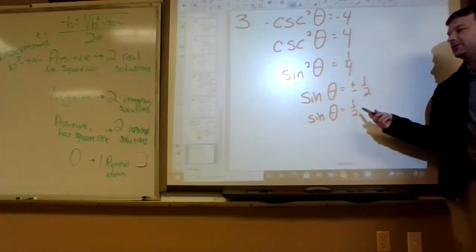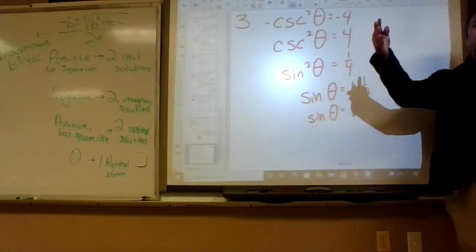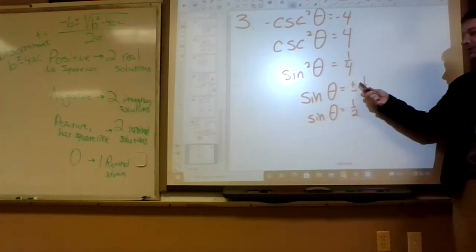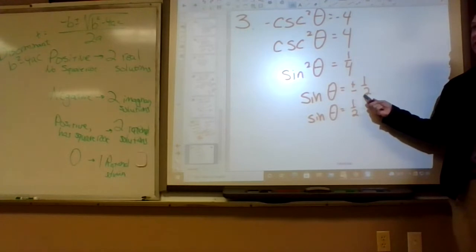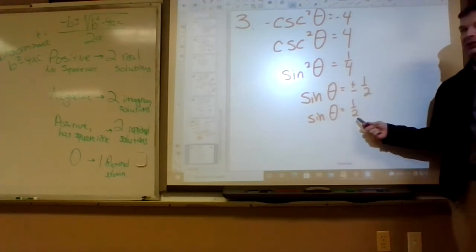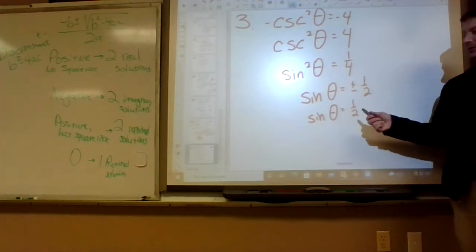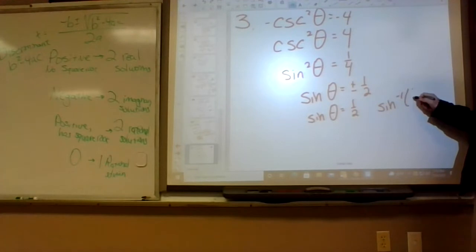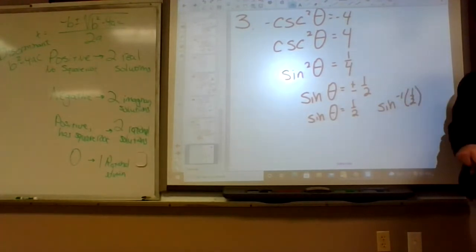Sine could be positive or negative, so that means all 4 quadrants are going to have an answer. All 4 quadrants are covered either by a positive or a negative answer. So we need to basically find the reference angle. So what do I plug in? Sine inverse of 1/2, which is 30 degrees.